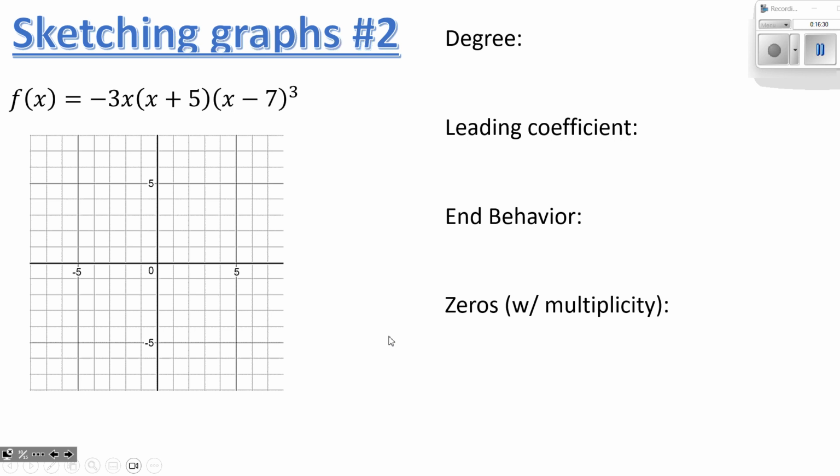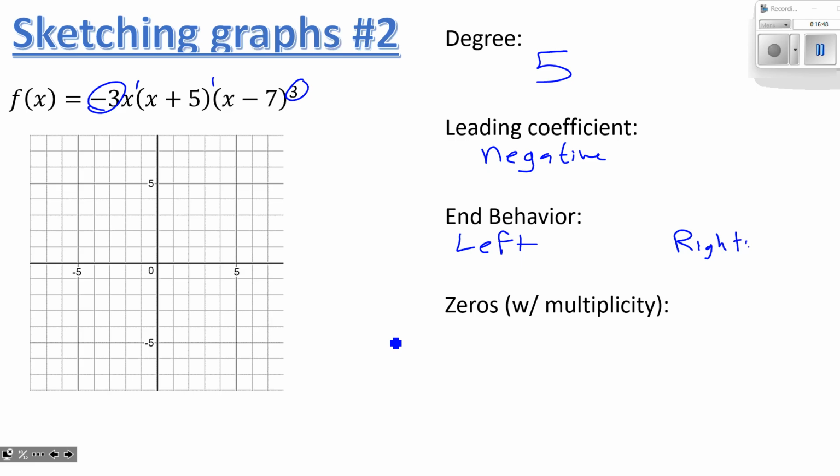So let's do the same thing. Degree of this guy. Let's see. I see it to the first, to the first, to the third. I'm going to add those together to get a degree of 5. And the lead coefficient, that -3, is just going to be negative. That's all I care about. The left and right end behavior. Okay. Remember, the lead coefficient is negative. That means when it goes away to the right, it's going to be negative. So to the right, negative infinity. To the left, since the degree is odd, it's going to disagree. So infinity.